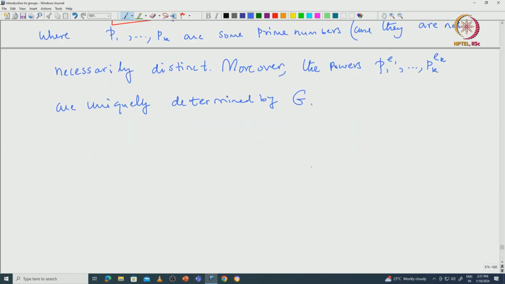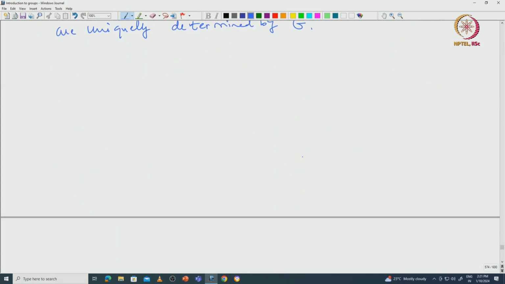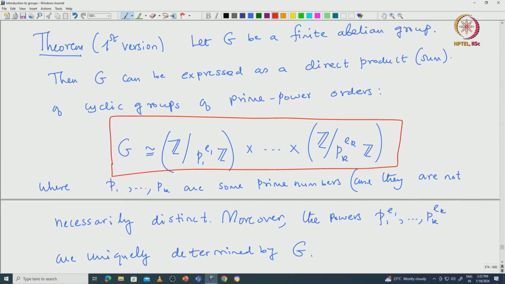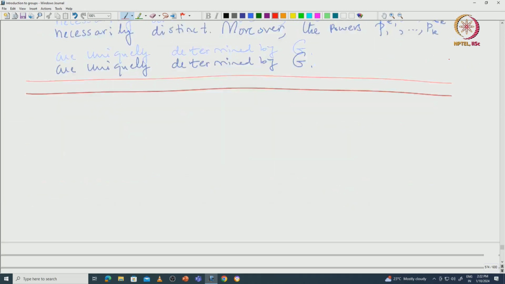Let's elaborate what is the meaning of uniqueness. This is the statement. So this is the first version of the structure theorem of finite abelian groups. If you start with a finite abelian group, then it can be expressed as a direct product of cyclic groups of prime power orders. And that expression involving some prime powers, those prime powers are uniquely determined by G. That is what the theorem says.